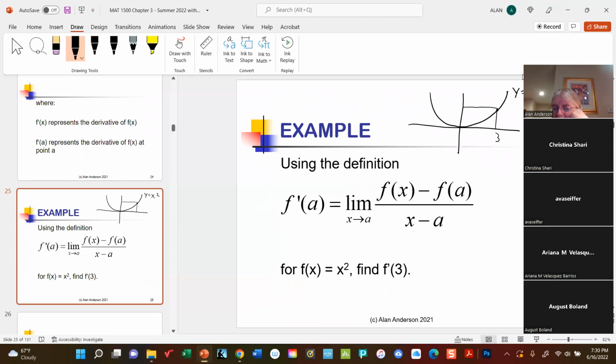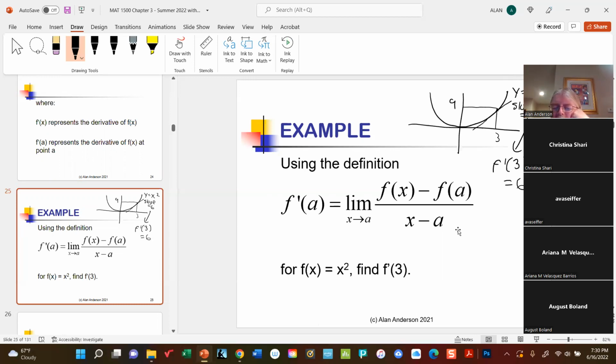Now, of course, we already know the answer. The slope of the tangent line we've already determined is 6. Okay, but let's look at another way of finding out. And of course, this slope is the derivative. F prime of 3 is 6. That's what we're saying here. The derivative when x equals 3 is 6. Now let's see why.